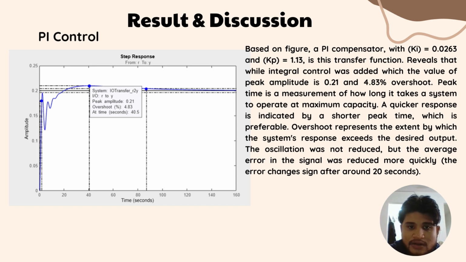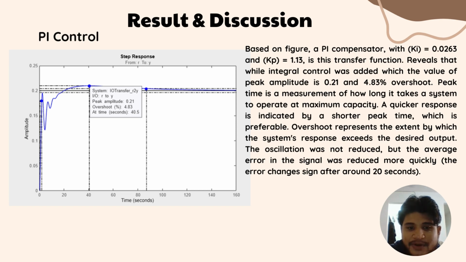Okay, for PI control, based on the figure, a PI compensator with KI of 0.0263 and KP of 1.13. This transfer function revealed that while integral control was added, the peak amplitude is 0.21 with 4.83% overshoot. Peak time is a measurement of how long it takes a system to operate at maximum capacity.